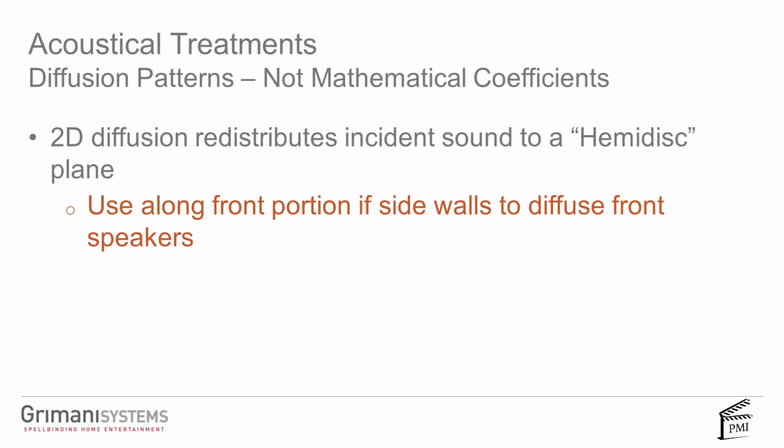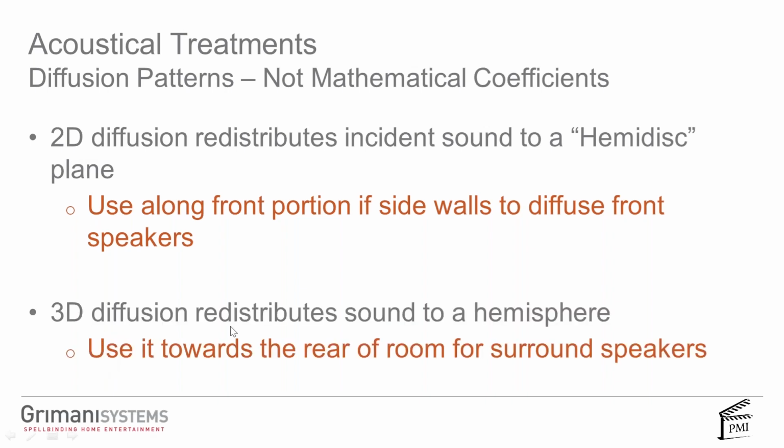So now, generally, I'm going to group diffusers into 2D and 3D diffusers. I've already talked about this a little bit before. I am using the term 2D to represent that the sound that's incident is redistributed in a hemi-disc plane, which is like half of a disc. Okay, so it's a flat surface, not just a single vector, but a flat surface. I'm not using the mathematical coefficient of the quadratic residue equation. I'm just representing this as a geometric space. So there's 2D diffusers and 3D diffusers that redistribute the sound into a hemisphere.